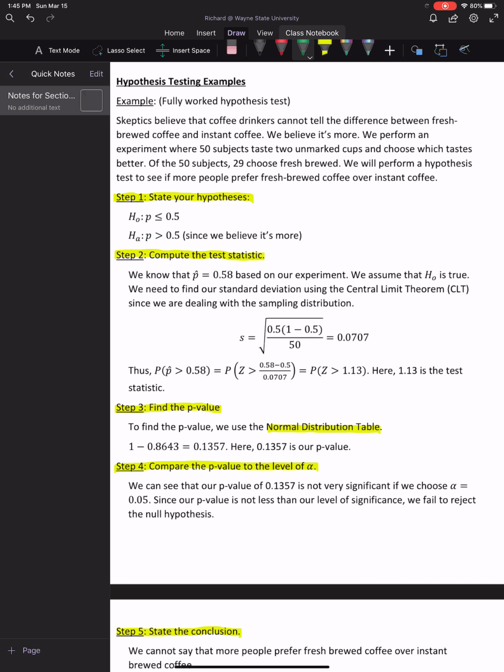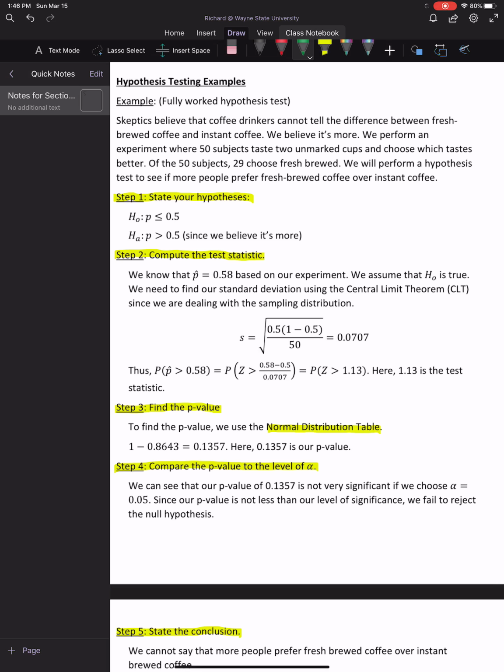Okay, so let's take a look and see how this works out. It says, skeptics believe that coffee drinkers cannot tell the difference between fresh brewed coffee and instant coffee. We think it's more. We perform an experiment where 50 subjects taste 2 unmarked cups and choose which tastes better. Of the 50 subjects, 29 choose fresh brewed, and we will perform a hypothesis test to see if more people prefer fresh brewed coffee over instant coffee.